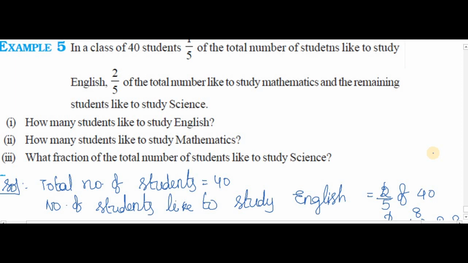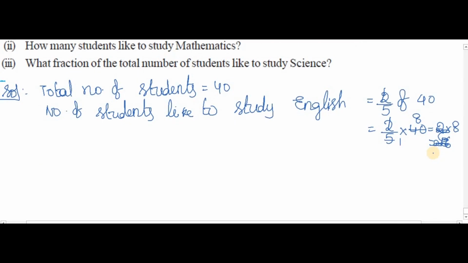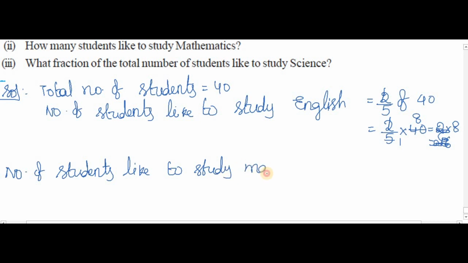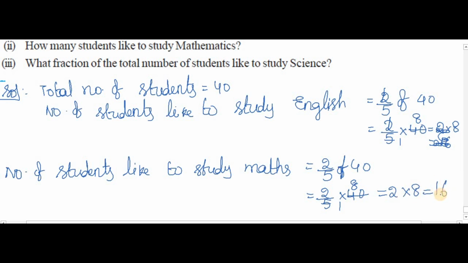And the 2/5 of the total students like Maths. Number of students who like to study Maths, 2 by 5 of 40. 2 by 5 into 40. 5 ones are 5, 5 eights are 40, 2 eights are 16 students like Maths.